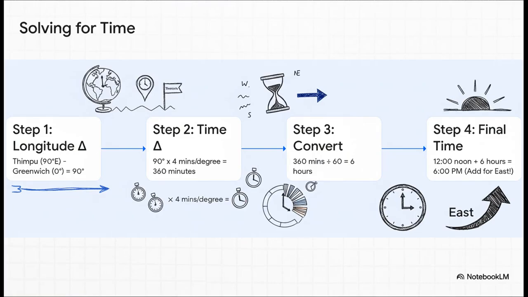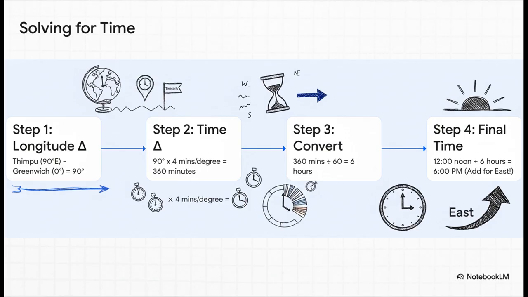Let's break it down. Step 1. What's the difference in longitude? Well, Thimphu is at 90 east, Greenwich is at 0, so the difference is just 90 degrees. Easy. Step 2. Now we use our golden rule. 1 degree is 4 minutes, so 90 degrees will be 90 times 4, which is 360 minutes. Step 3. Let's turn those minutes into hours. 360 minutes divided by 60 minutes in an hour gives us 6 hours.